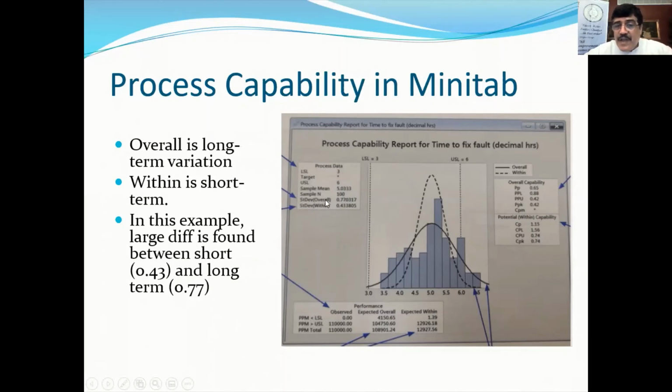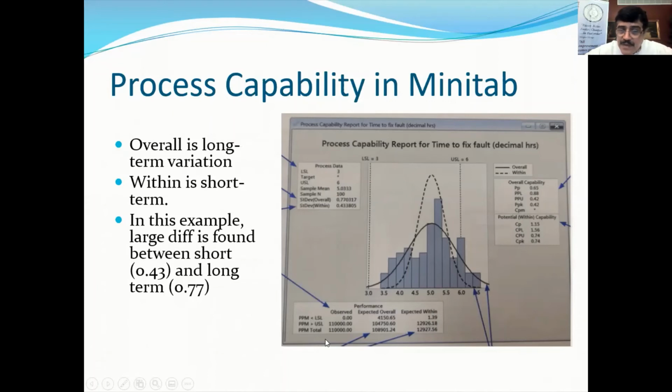That's your standard deviation, the overall, which is basically the long term, and this is the standard deviation within, this is the short term here. That's the difference between the CP and the PP that we said. And here, this is your overall capability. You have the PP, the PP lower, the PP upper. It will calculate it for you. You have the PPK, which is the minimum of the two, and you have the CP also, CP lower, CP upper, and CPK.